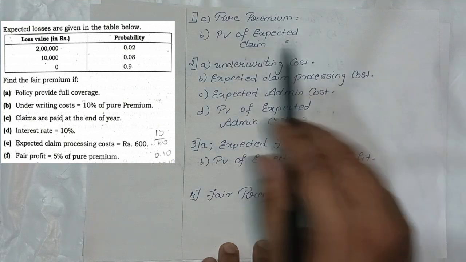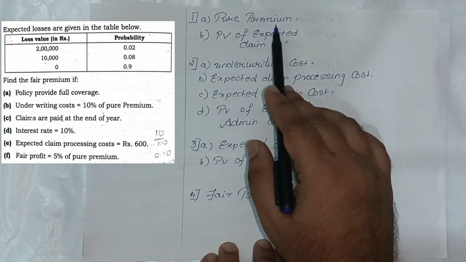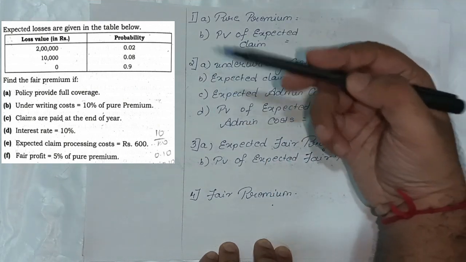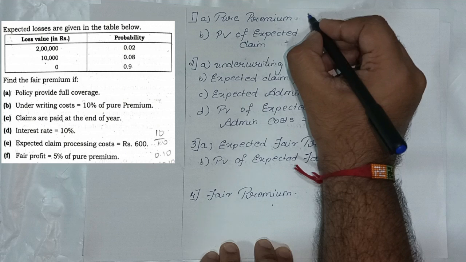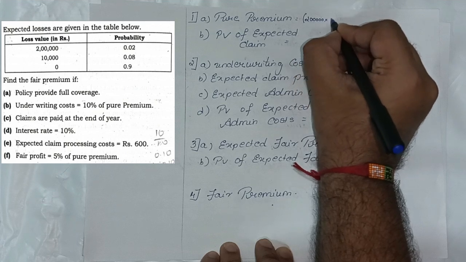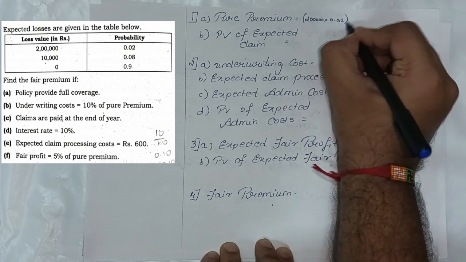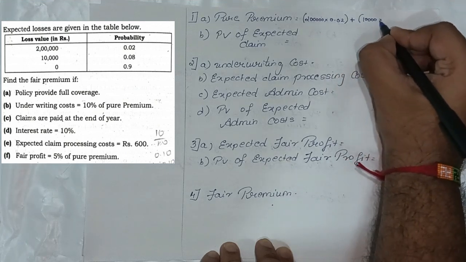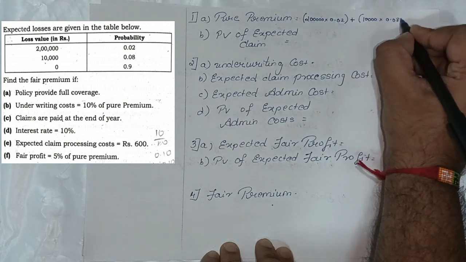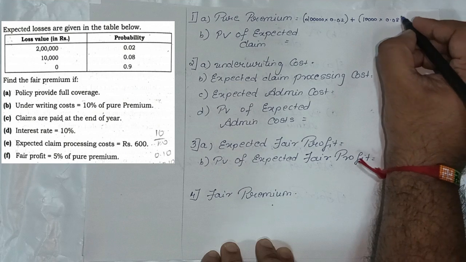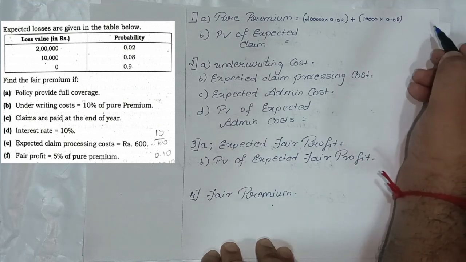Step number 1, we need to find pure premium, which is nothing but the sum of all the losses into the probability. So the first loss given in the question is 2 lakhs into the probability, which is 0.02. So I'm writing here, it will be 2 lakhs into 0.02 plus, next is 10,000 into 0.08. Okay, and the third one is 0 into 0.9, so we don't need to show that because the value will be 0 itself.